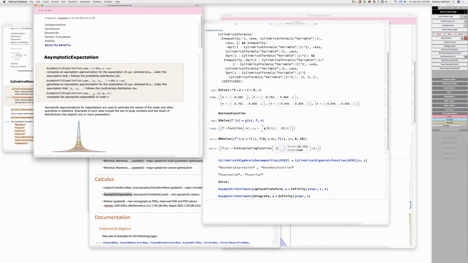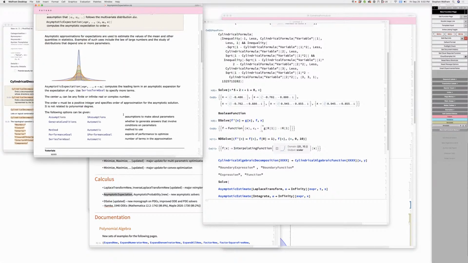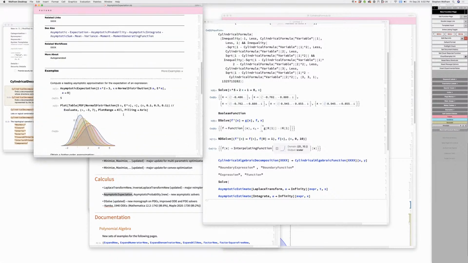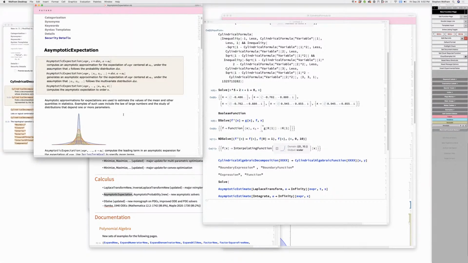By the way, I wouldn't use the ellipsis there. I would use var tilde dist there. I think it'll confuse the syntax system if you do that. Okay, nice enough.